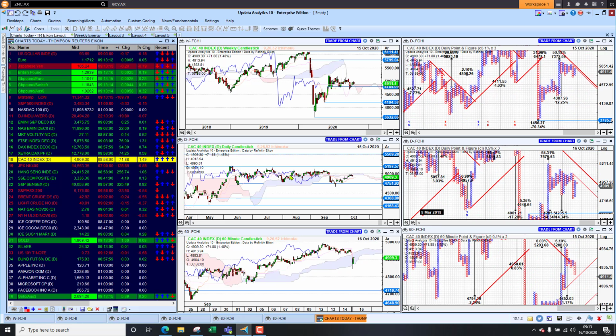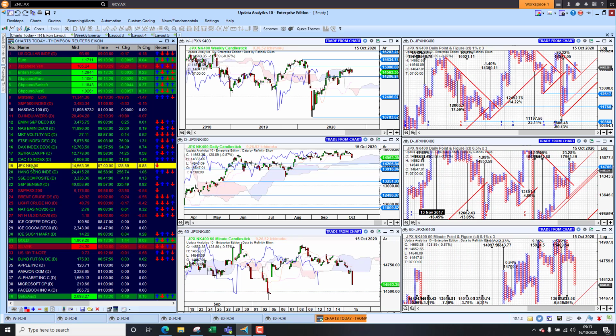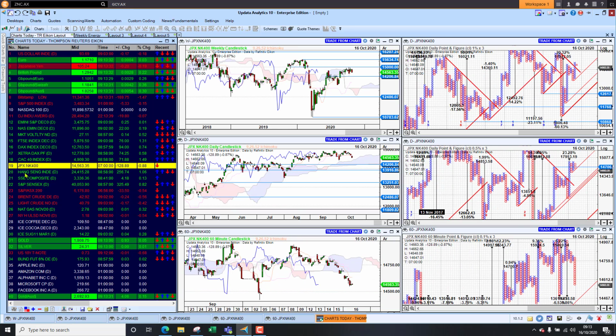Looking at the CAC 40, we're actually up 1.5%, so strong showing in Paris today, but not enough really to take this market back to bullish territory. And really for the last 4 or 5 months we've just been in a sideways range and nowhere near making a new high on the CAC 40 in France. Japan was down just under 1%.